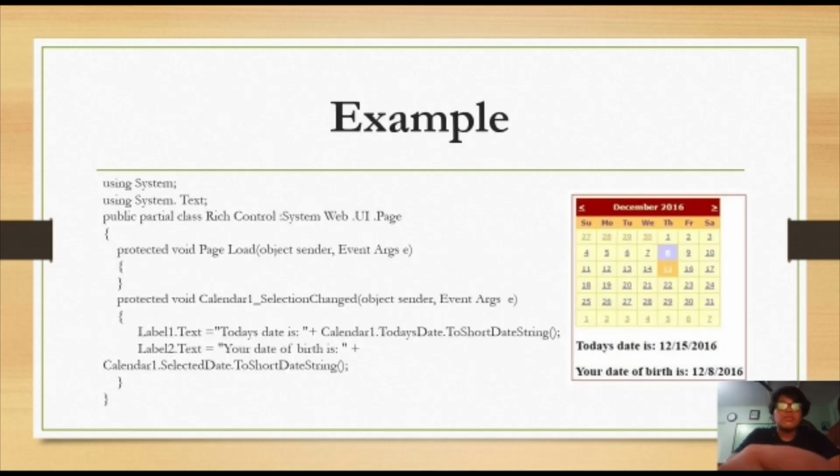The last slide is an example in which, when you select a date, the SelectionChanged event will fire and display the date in a label control. In this example, the date format is month, day and year. The further part will be explained by Suraj.